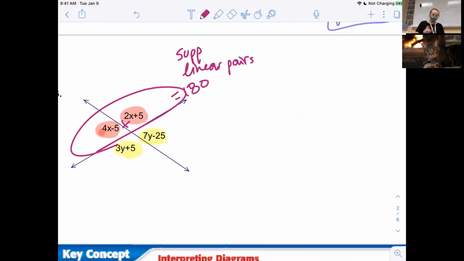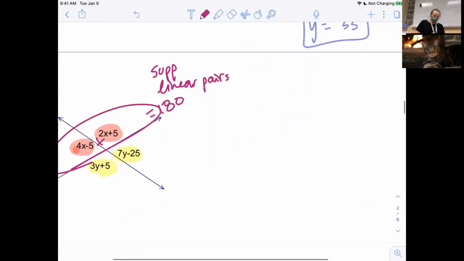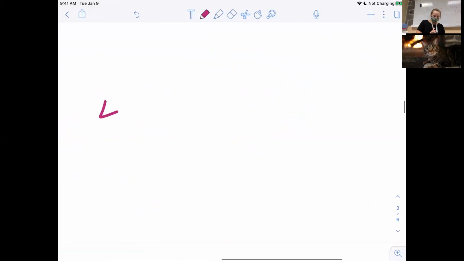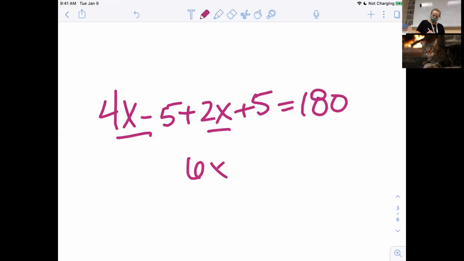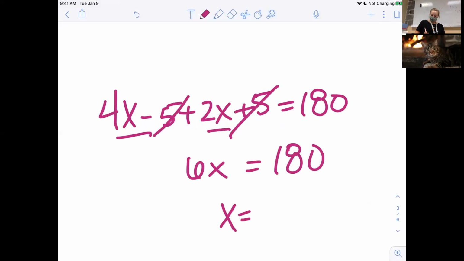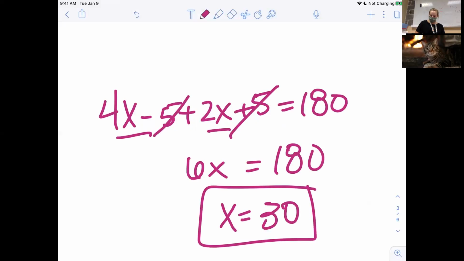So we're going to set them equal to 180. 4x minus 5 plus 2x plus 5 equals 180. Now that I have all my x's together, I can solve for x. I have 6x. My 5's cross out. 6x equals 180, so x equals 30. Awesome.